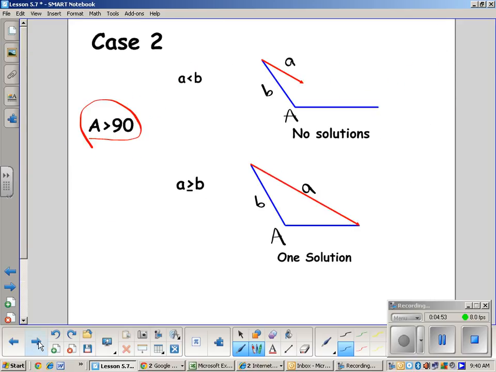So the second case, again, if A is smaller than B now, it won't make a triangle. And if A is bigger than B, it'll make exactly one triangle. So much simpler when our angle is bigger than 90 degrees. There are only two scenarios. Either the side opposite is not long enough to make a triangle, or it's going to make one triangle.